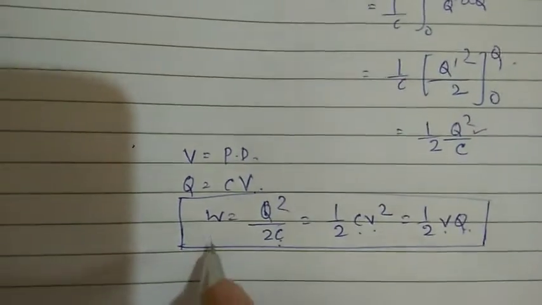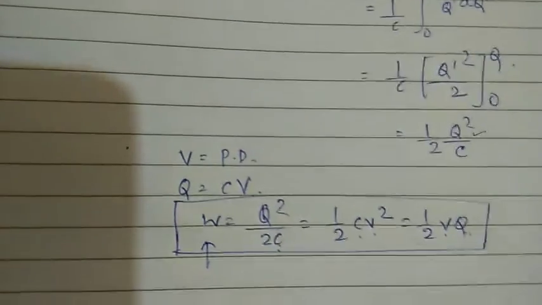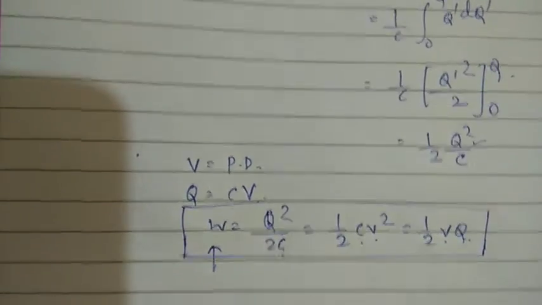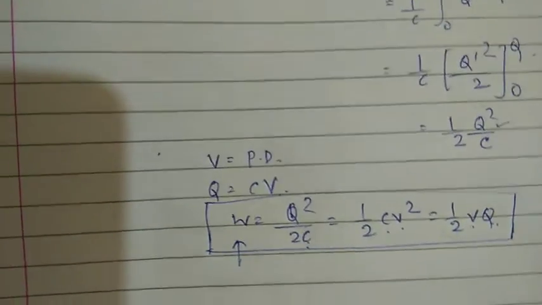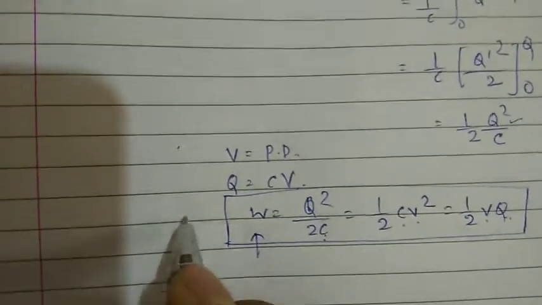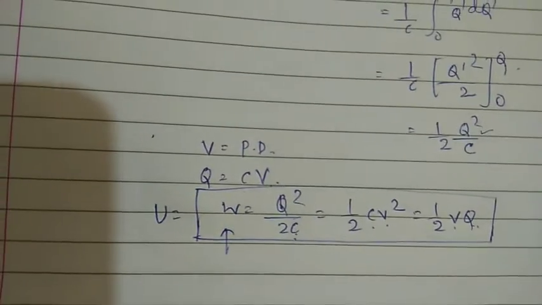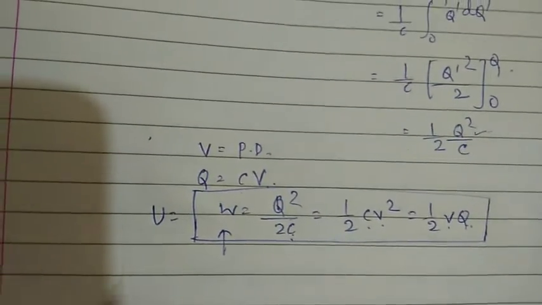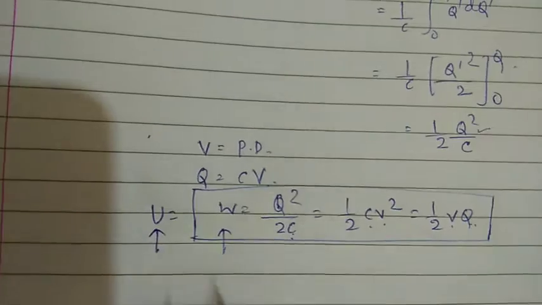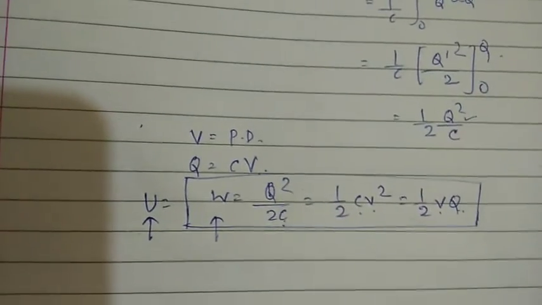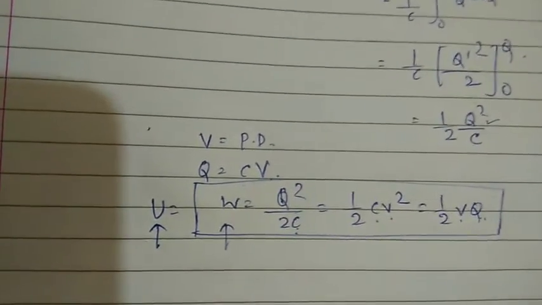Now this work done is stored in the capacitor as potential energy. So you can also write it U equals. Now it is possible to see the potential energy stored in the capacitor in terms of the electric field.